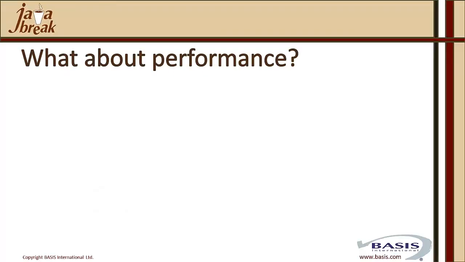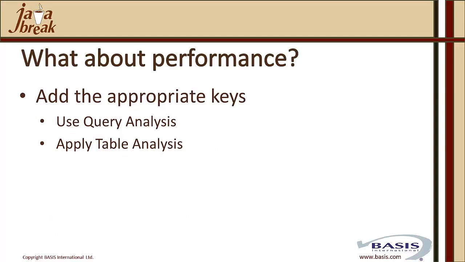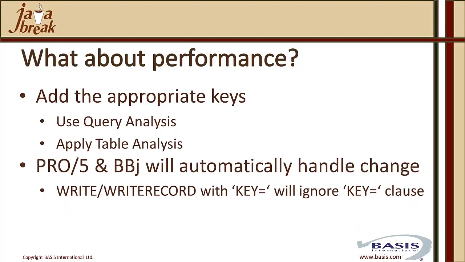So what about performance? What happens if you don't get very good performance? After all, the user could be selecting on any sort of column and sorting in any sort of space. Well, you can always add the appropriate keys to your table. Use the query analysis tool, which will tell you what sort of queries your users have been running against the table, and then add the keys that you need. Thereafter, reapply the table analysis. You need not be concerned about having added additional keys. Pro5 and BBJ will automatically handle the change.